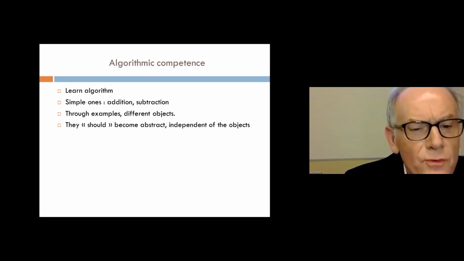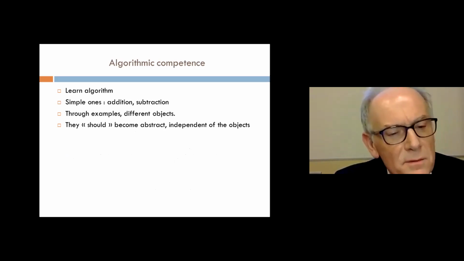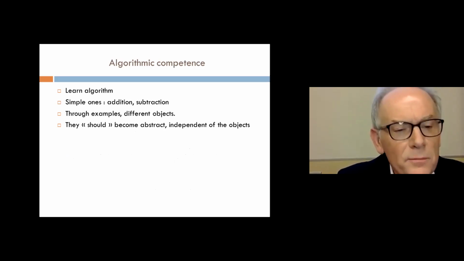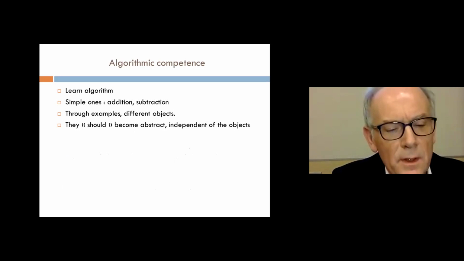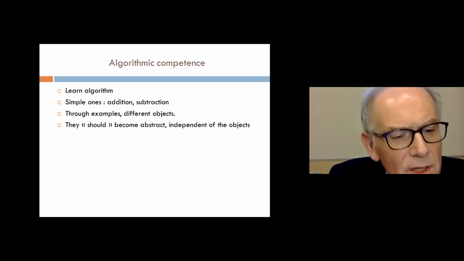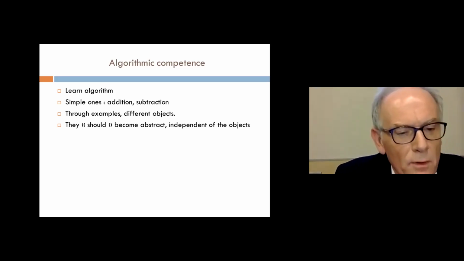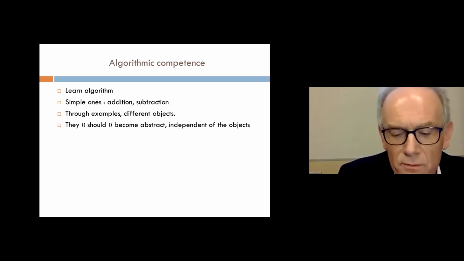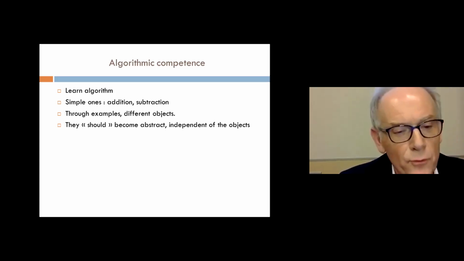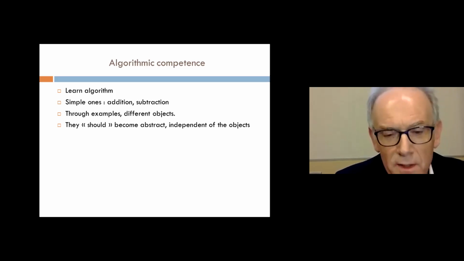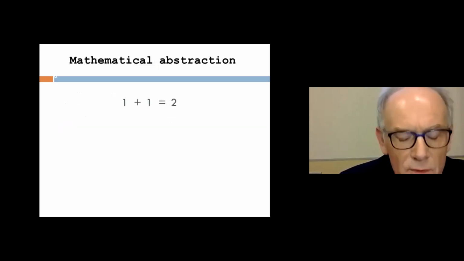Let me now try to illustrate it with algorithmic competence in mathematics. Everybody would agree that we first come to arithmetic by learning very simple algorithms, and we overuse them later on, like addition, subtraction, division, or multiplication. First we start with examples, of course, and then teachers hope that they would become abstract, independent of the objects that were referred to when we learned those algorithms. That would be the intuition of any mathematician, but in fact, it's not true.